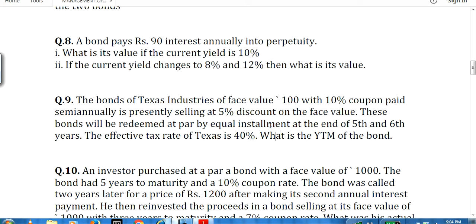We will see question number 9. The bonds of Texas Industries, of face value 100 with a 10% coupon paid semi-annually, are presently selling at a 5% discount on the face value. These bonds will be redeemed at par in equal installments at the end of the 5th and 6th years. So redeemed in the 5th and 6th years, 2 years, equal installments. The effective tax rate of Texas is 40%. What is the YTM? So very important, at what year? The 5th and 6th year, but it is semi-annual.